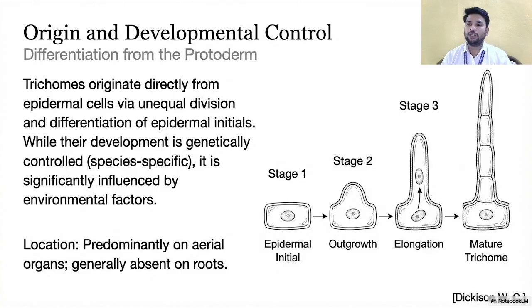Trichomes originate directly from the epidermal cells via unequal division and differentiation of the epidermal initials, while their development is genetically controlled, species specific, and influenced by environmental factors. As we already discussed in a previous slide, the epidermal outgrowth is influenced by the interaction with insects, the environment, and pathogens. So they are nothing but adaptive structures developed on the epidermis of the plants, present mostly on the aerial parts of the plants and generally absent on the root.